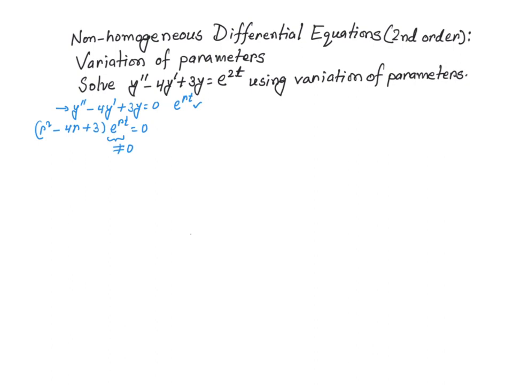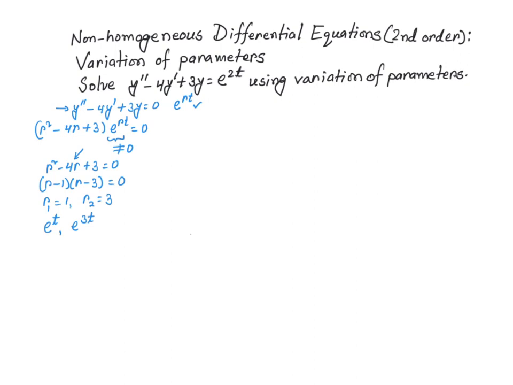Therefore, r squared minus 4r plus 3 is going to be 0. If you factor it, it's going to be r minus 1 times r minus 3. I hope that you know how to do it. For the factoring, 4r is going to be broken into negative r and negative 3r. Then you can factor it out. So my r1 is going to be 1 and my r2 is going to be 3. So my homogeneous solutions are going to be e to the power t and e to the power 3t.